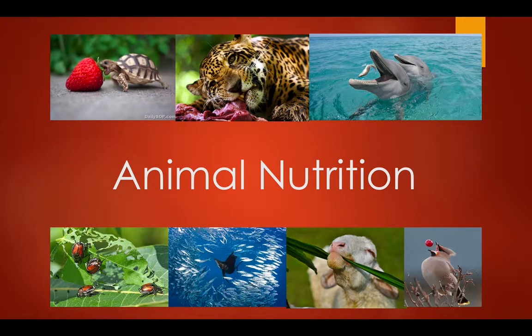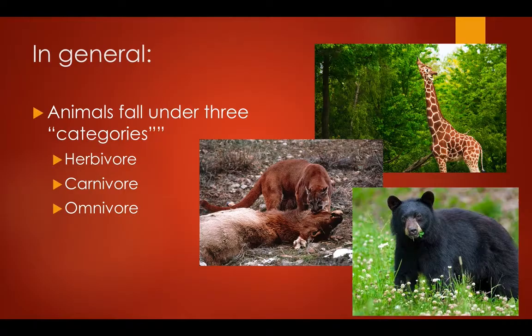Section of material: animal nutrition. So we're going to be talking about a lot of different diets, different types of nutrients. And so the first set of categories that we have, these should sound pretty familiar to you. These should be words that you may have heard before.